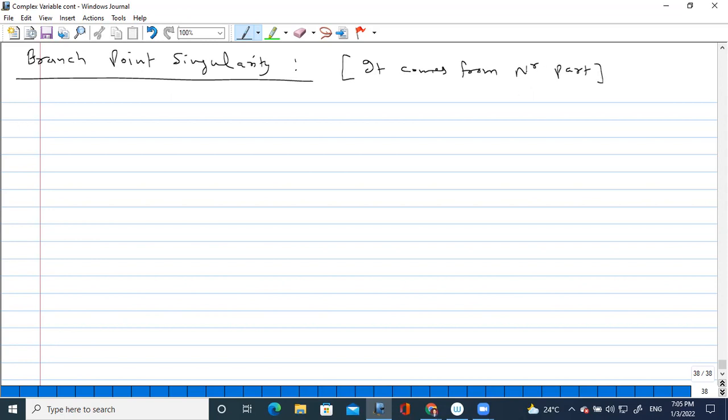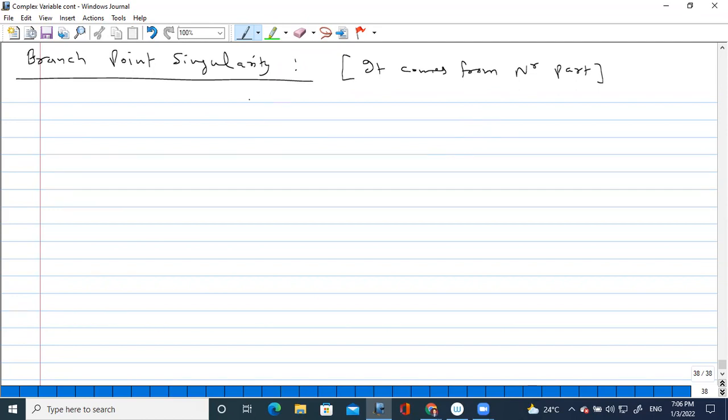Now, from numerator part, actually, it will not satisfy the same definition what poles or singularity satisfy. According to poles or singularity, poles are the point where the function is not defined or it is not differentiable. Understood? But for the branch point case, in the numerator, these are the point where function will have many values. So we are confused which value we have to take. Understood? So that's why the function is not well defined here. Well defined means we are not sure which value we should take. So this type of singularity are known as branch point singularity.